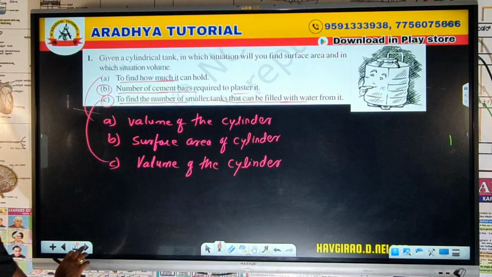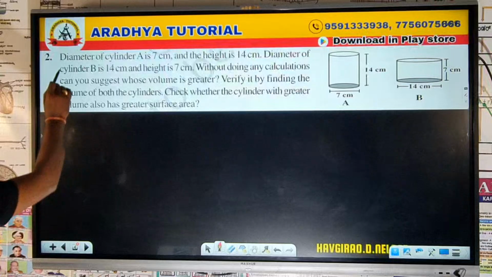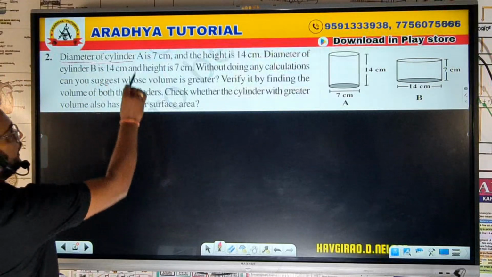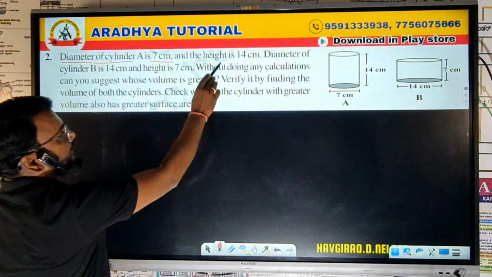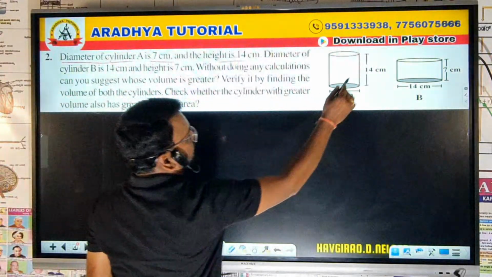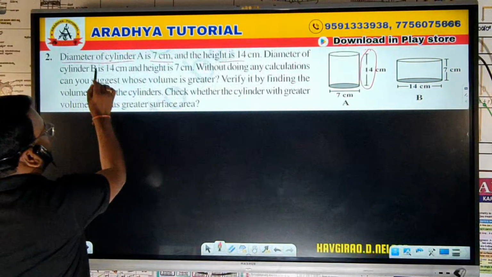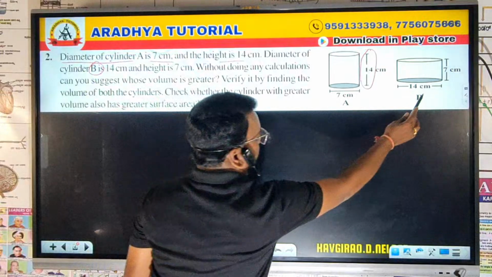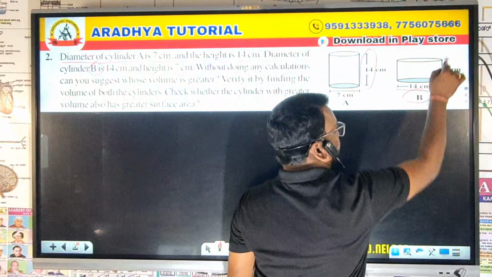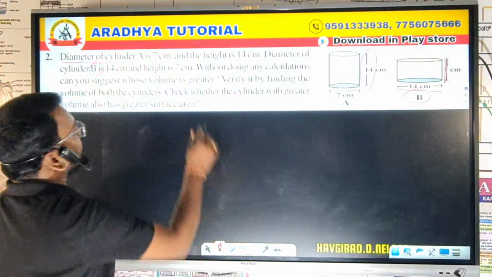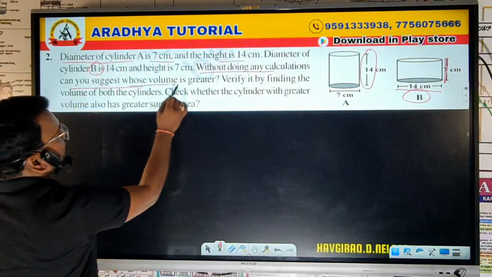Now next question. Diameter of cylinder A is 7 centimeter, and the height is 14 centimeter. Diameter of the cylinder B is given 14 centimeter and height of the cylinder is 7 centimeter. Without doing any calculation, can you suggest whose volume is greater?